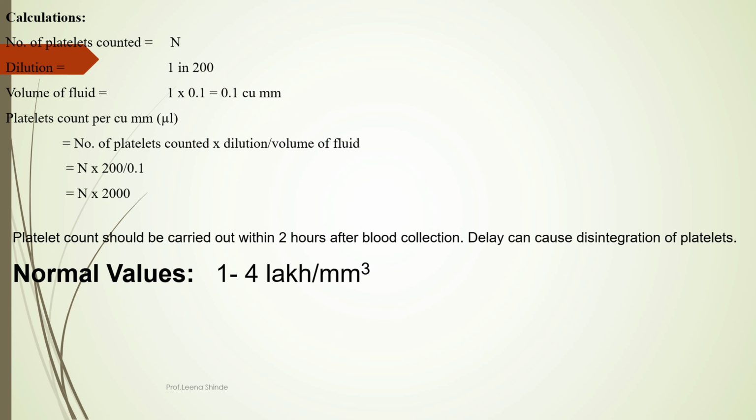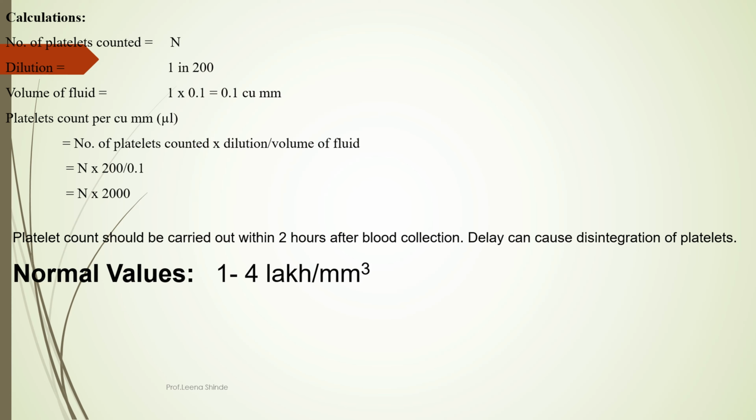Now the calculation. The number of platelets counted is noted as N, dilution 1 in 100. Volume of fluid means depth of chamber times area. The area is 1 square millimeter and the depth of the chamber is 1 by 10 millimeter. So the volume of fluid is 0.1 cubic millimeter.